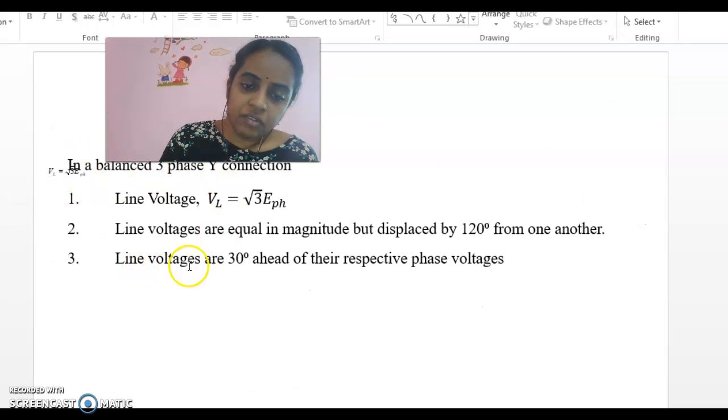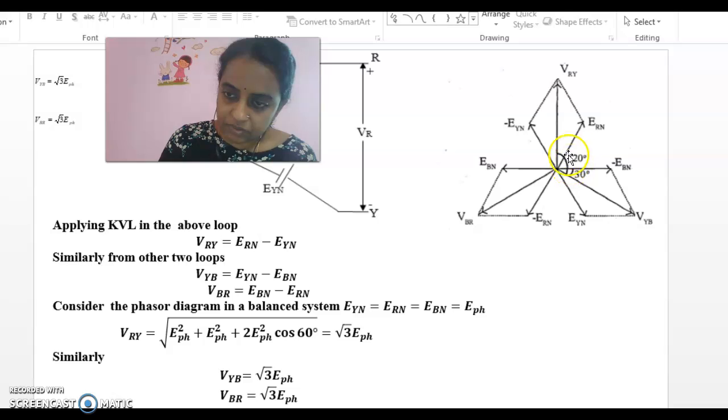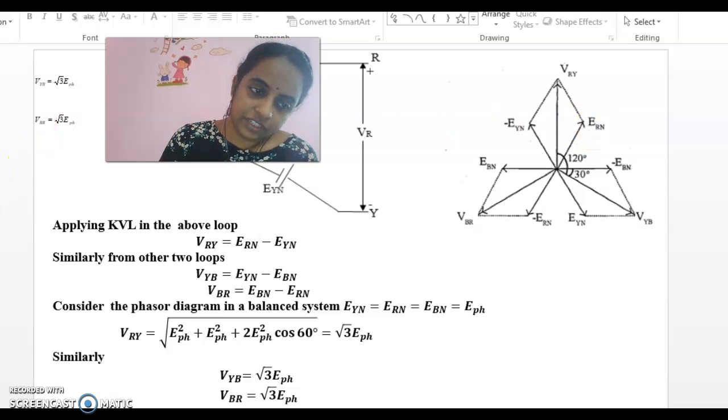Similarly, line voltages are 30 degrees ahead of their respective phase voltages. See the phasor diagram. ERN is the phase voltage. VRY is the line voltage. This line voltage is 30 degrees ahead of this phase voltage.